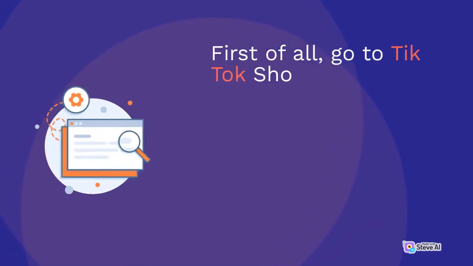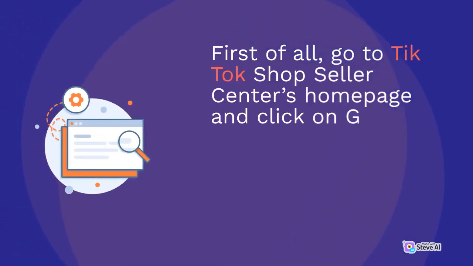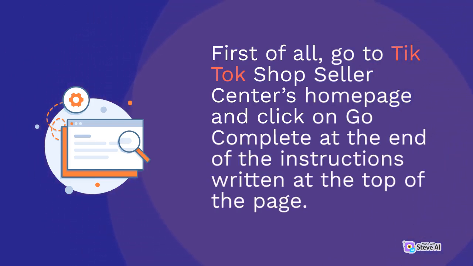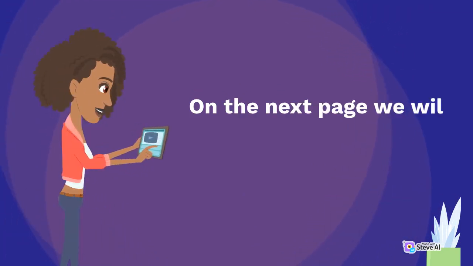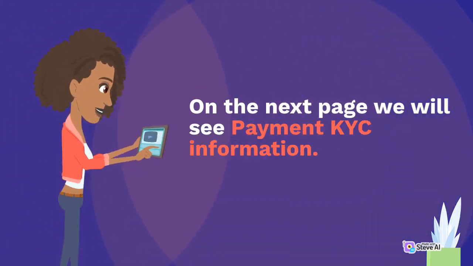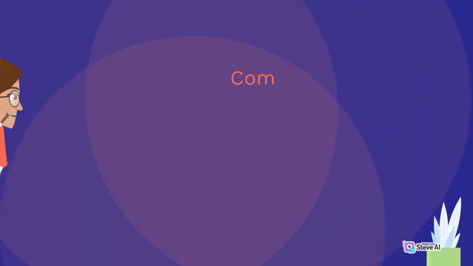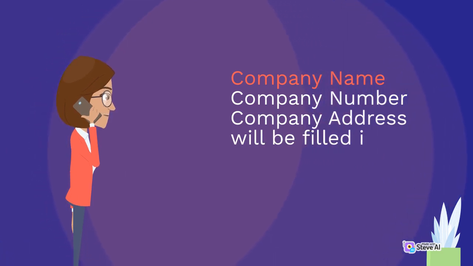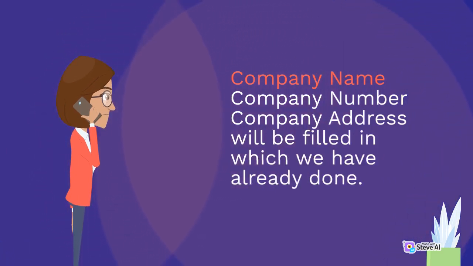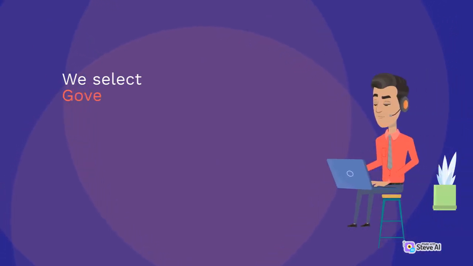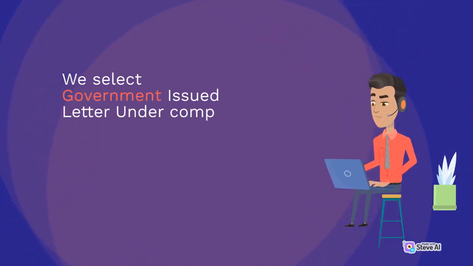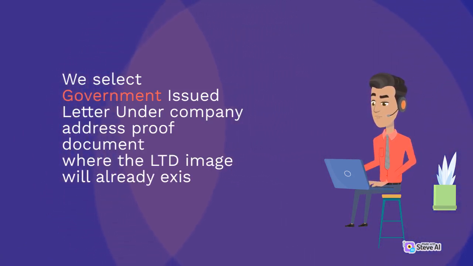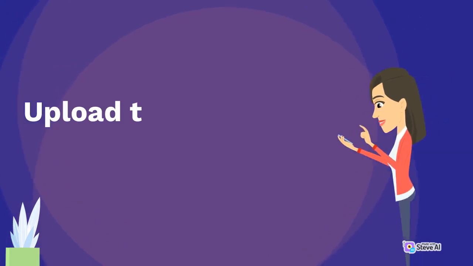First of all, go to TikTok Shop Seller Center's homepage and click on Go Complete at the end of the instructions written at the top of the page. On the next page we will see payment KYC information. Company name, company number, company address will be filled in, which we have already done. We select government issued letter under company address proof document, where the limited image will already exist. Upload the proof document.